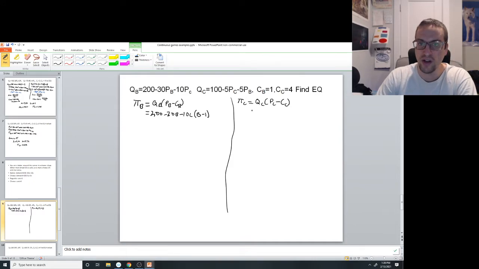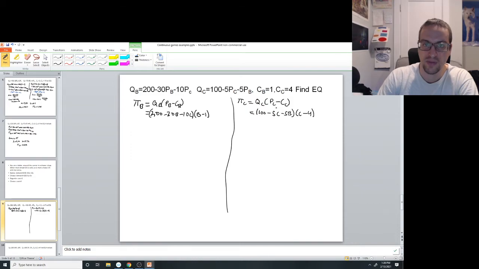So when we do this, right, this has got to be in parentheses. My bad. This is (100 minus 5C minus 5B) all times (C minus 4). So let's expand, right? Got to do that. 200B minus 30B squared minus 10BC minus 200 plus 30B plus 10C.